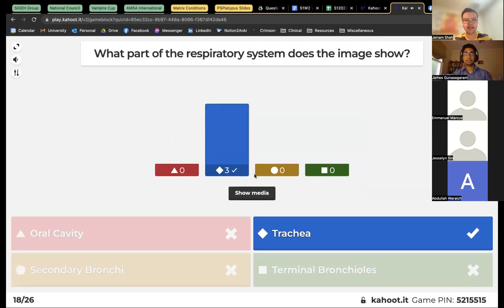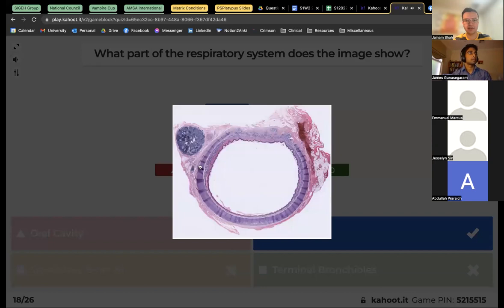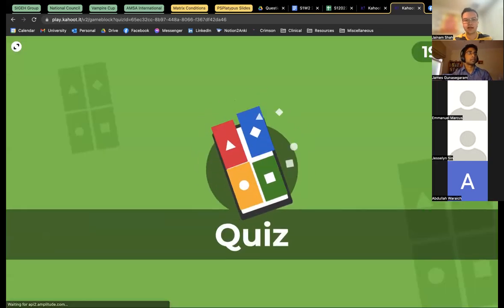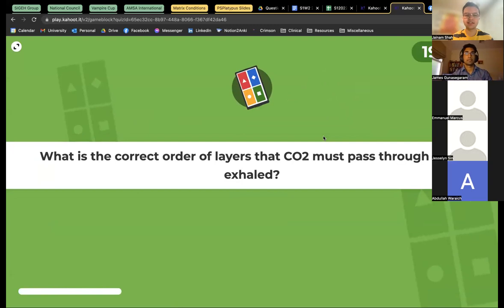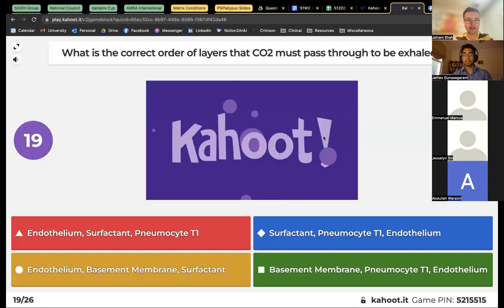Yeah, well done. Trachea. So the main things you can see here are this really strong ring of cartilage, and you've got the muscle. I think they've got the trachealis muscle, I believe, at the back, kind of pulling it over here, and then you've got the cartilage rings that go pretty much around the whole trachea. All right, next question. What is the correct order of layers that CO2 must pass through to be exhaled? So another histology type thing, we're looking at microanatomy.